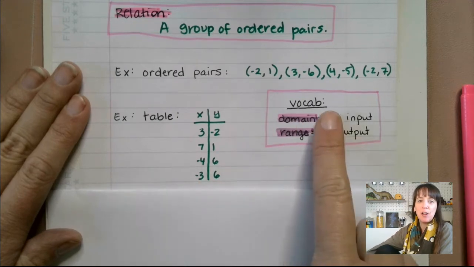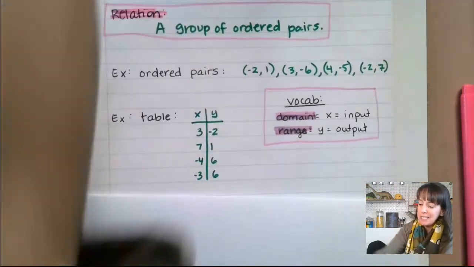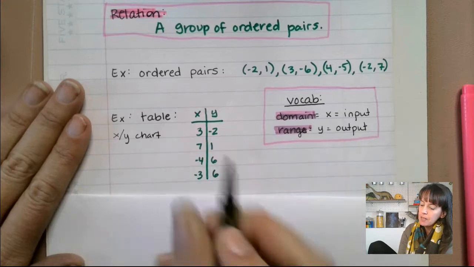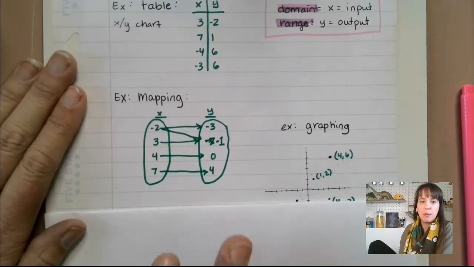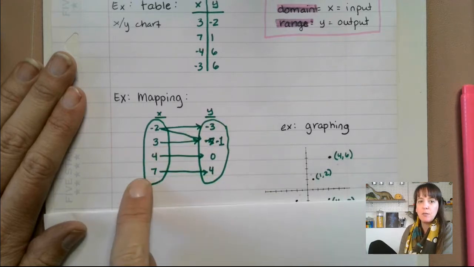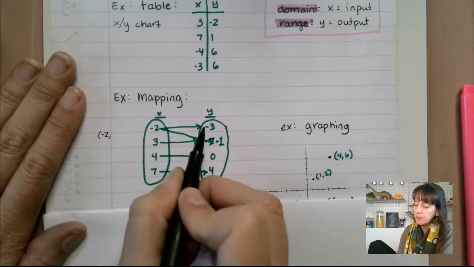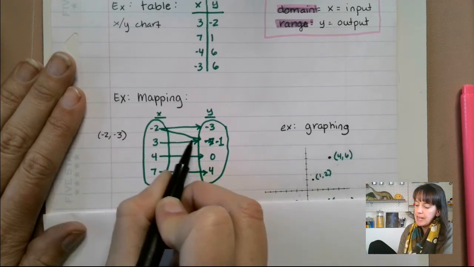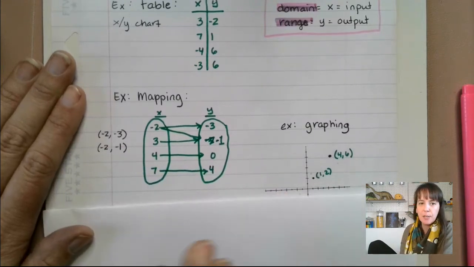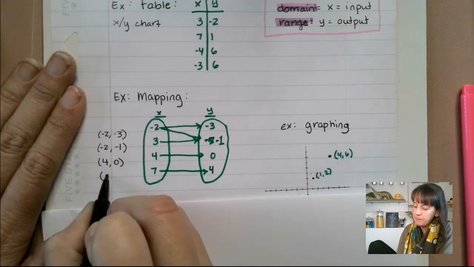As we go along, we'll come back to this vocab over here, but a table just looks like an XY chart. In fact, sometimes it is called an XY chart. Mapping is another example. If you take a look at this, you have bubbles, you have your X, you have your Y, and you map this out. So what this would look like is, we have -2 and it goes to -3. Then we have -2, which goes to -1. And then we have 4 going to 0, and 7 going to 4.